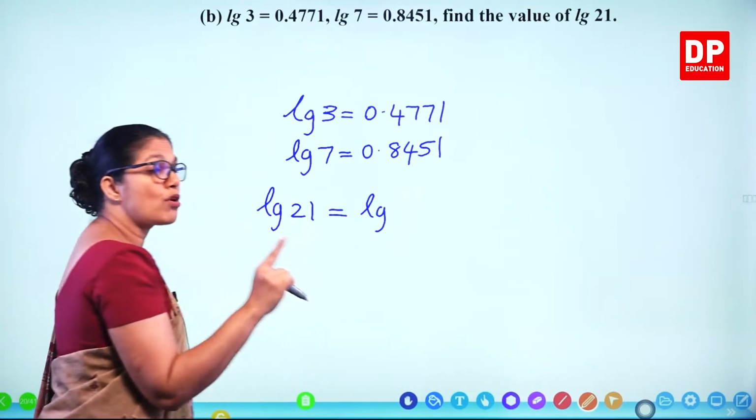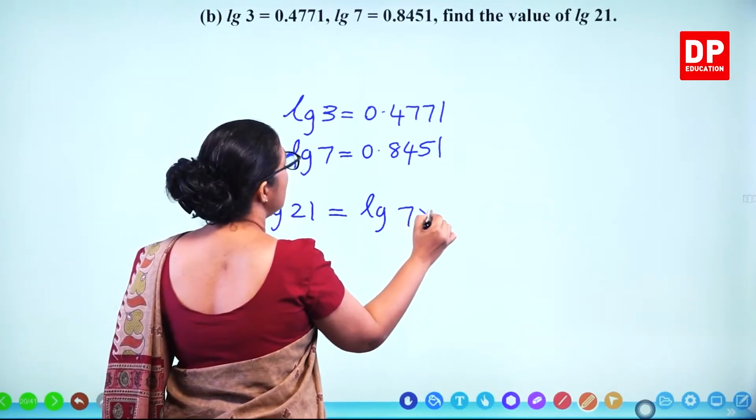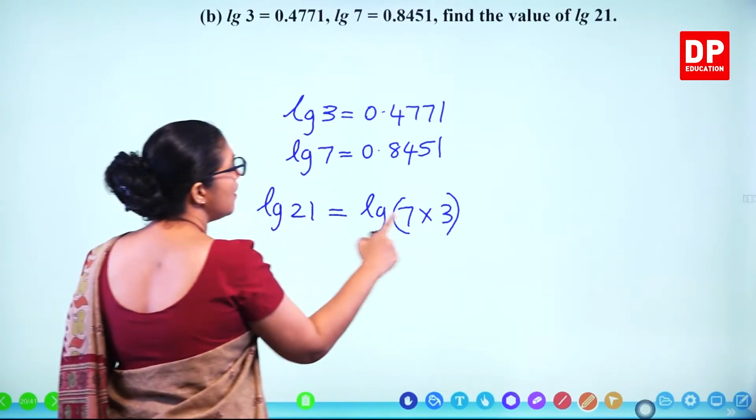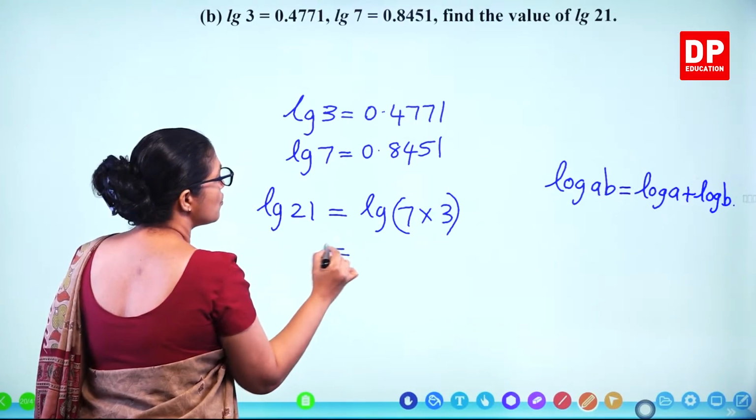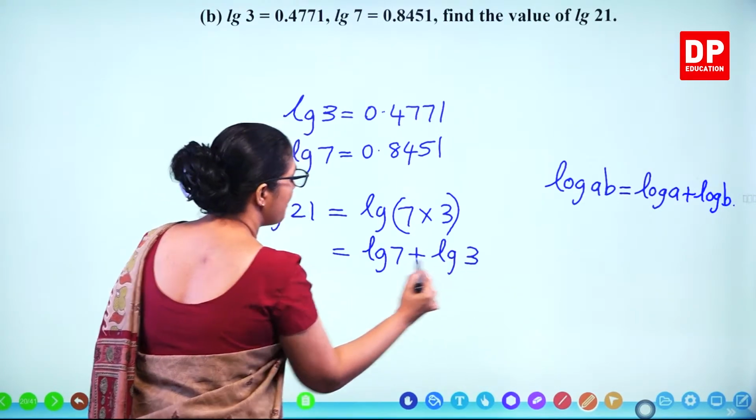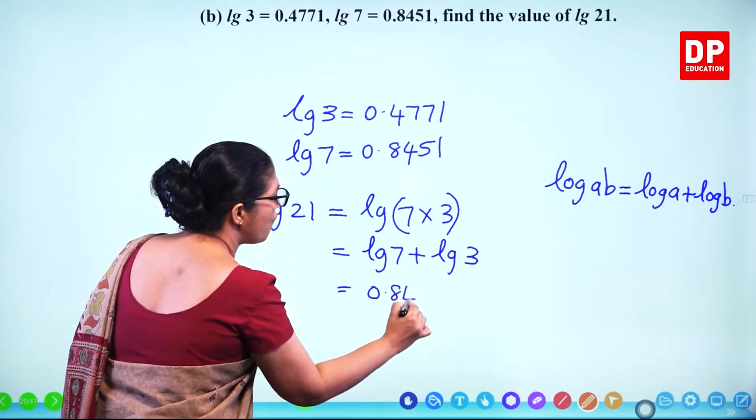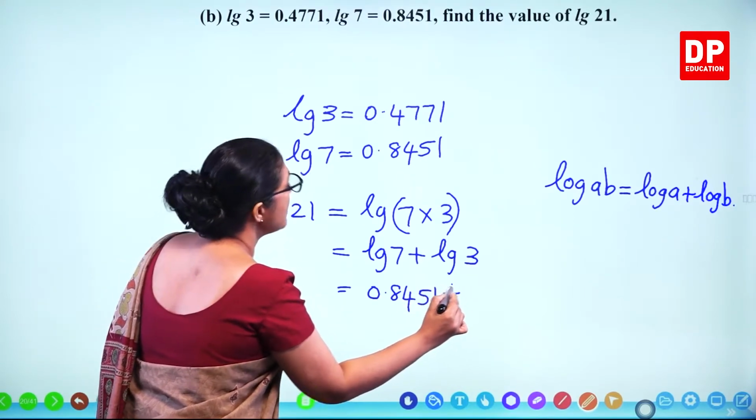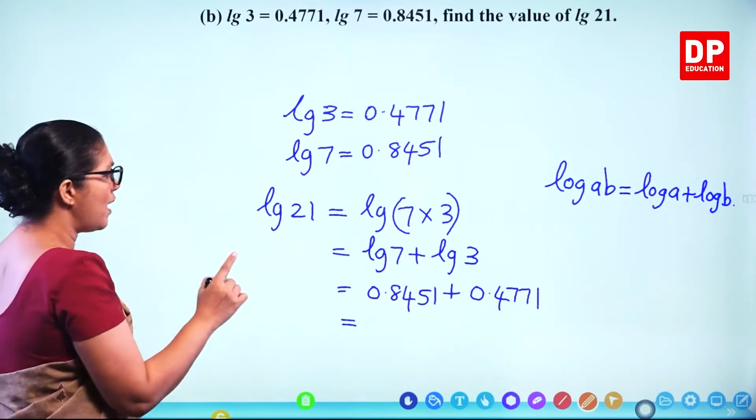We know according to the laws of logarithms, when it's multiplication, you can add the logarithms. So log AB is the same as log A plus log B. So you can use that. Here, log 7 plus log 3. So what's the value? Log 7 is 0.8451 and log 3 is 0.4771.